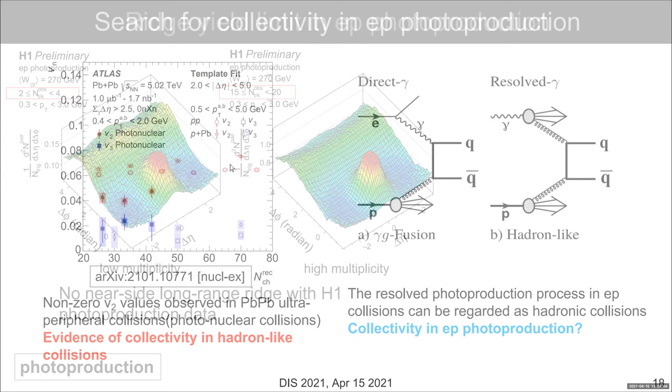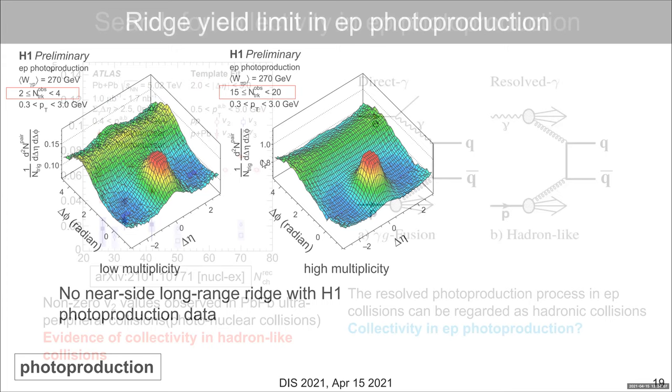So there's also an open question: are there any ridge structures in high multiplicity EA clearance? So this question should be answered by the ESA effort. That's all.